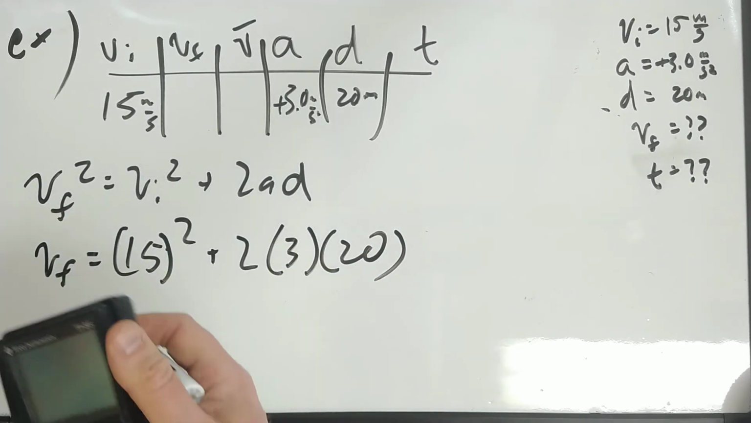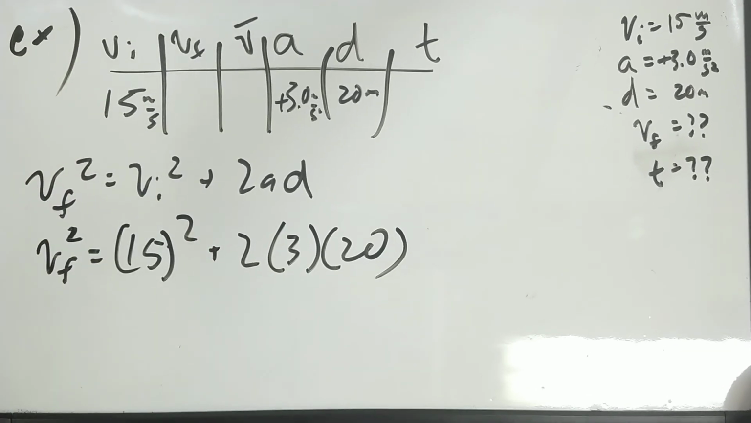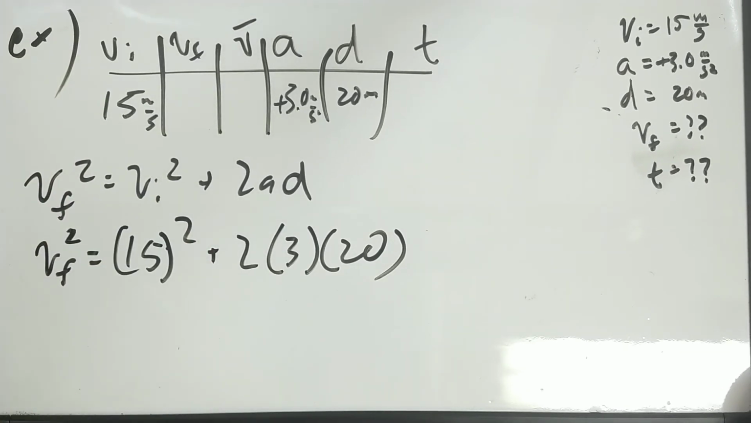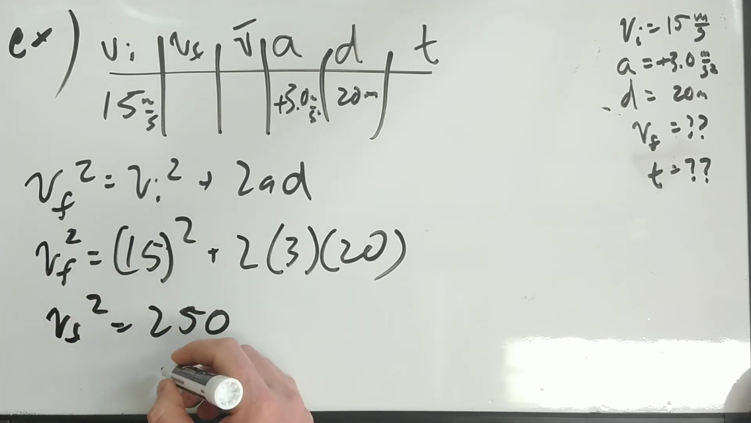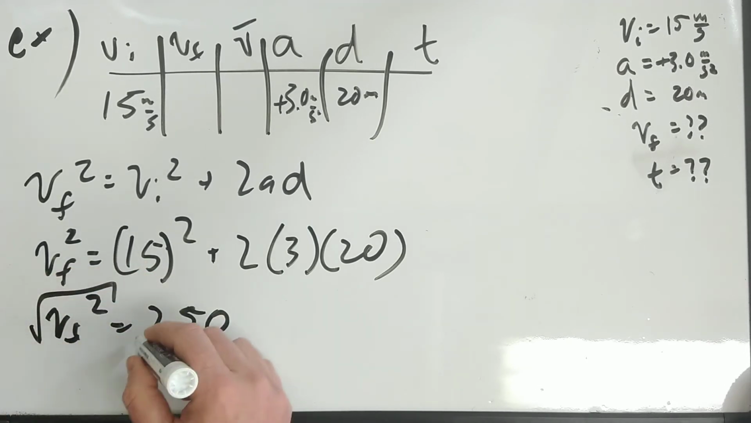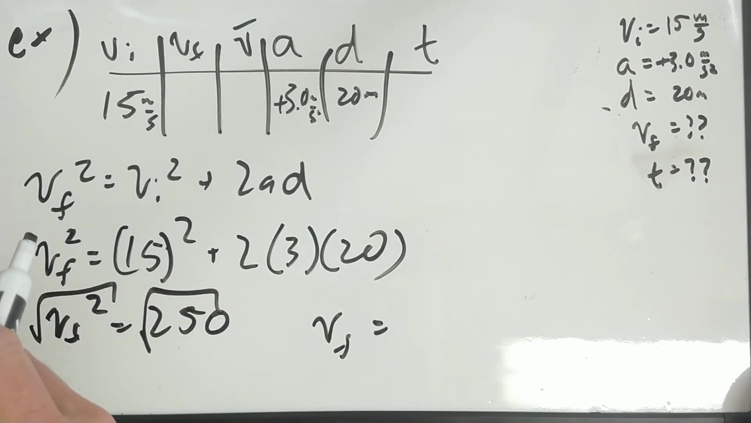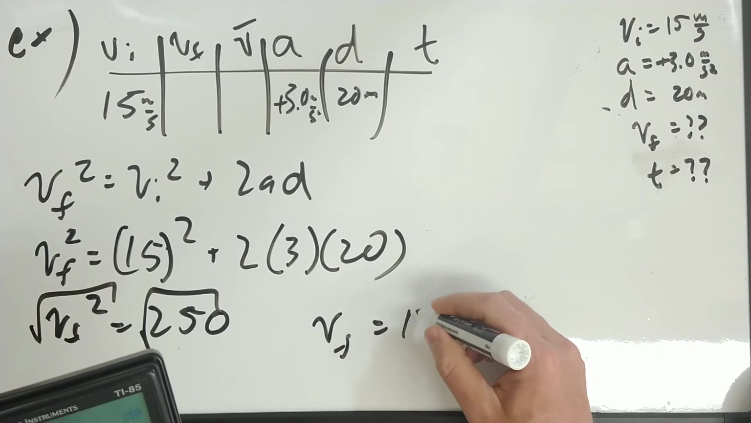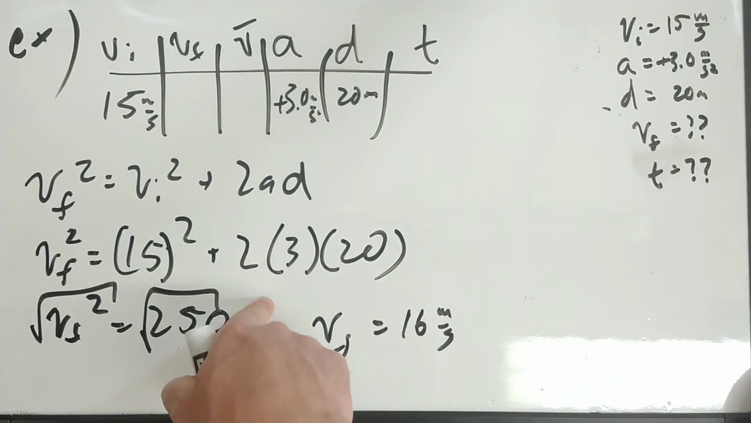So we got 15 squared, and that's V final squared. Don't forget that, because you know that's going to be one of the wrong choices on the multiple choice question. So I get V final squared equals 250. Take the square root of both sides. I get V final equals 16 meters per second. So not that much faster, I guess.